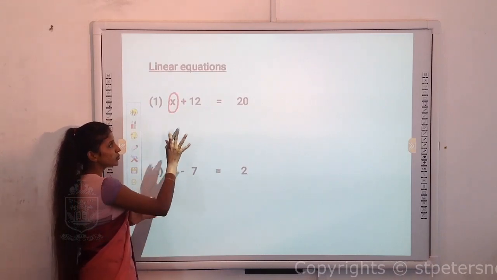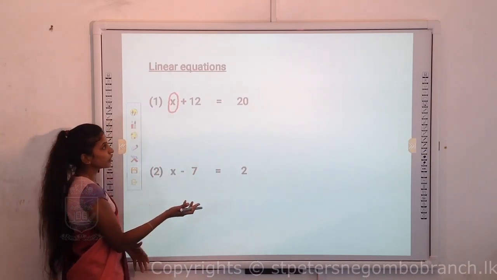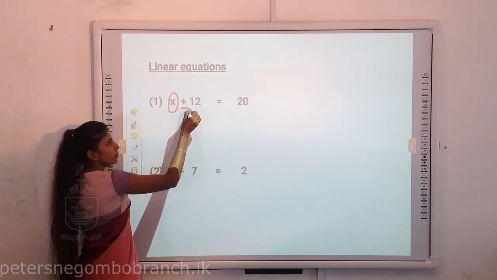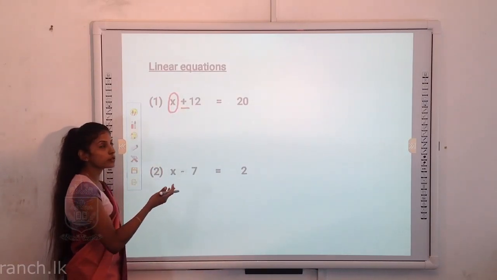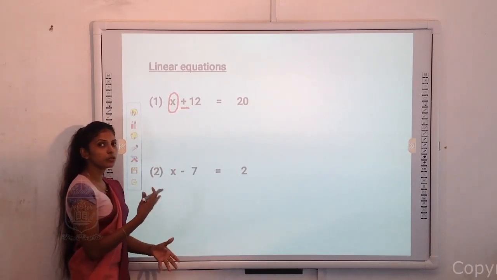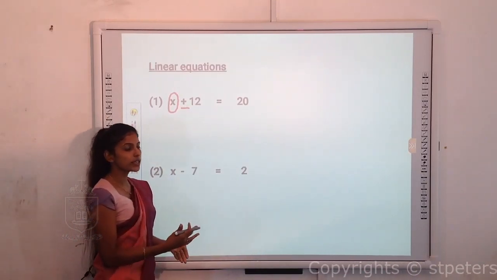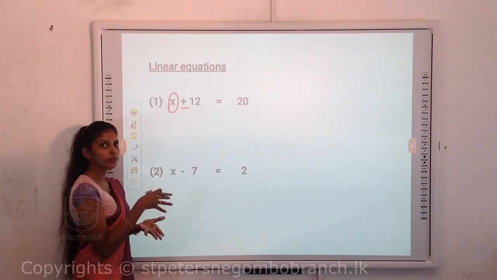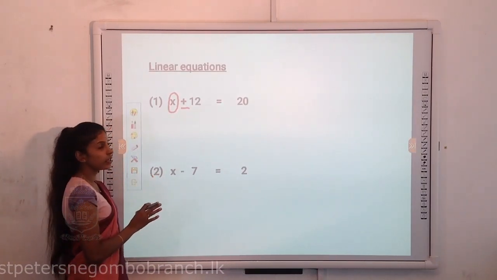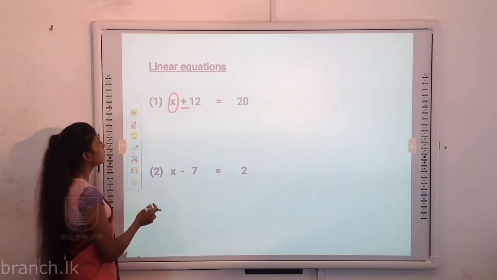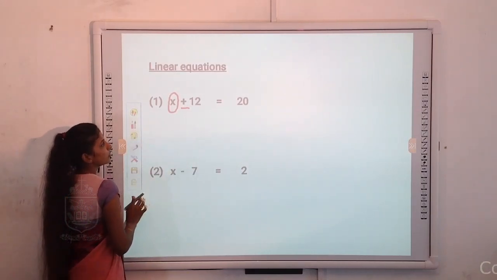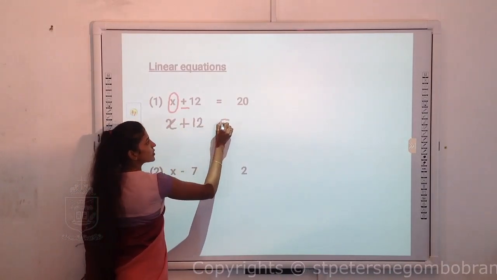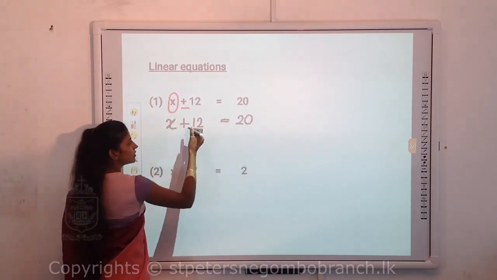When you are removing 12, what should you do? You always have to consider the operation with this number. What is the operation here? Plus 12. To cancel plus 12, you have to do the opposite of that. Always, in removing a certain term, you have to do the opposite of that operation. So let's solve the first example, x plus 12 equals 20. You have to cancel this 12.